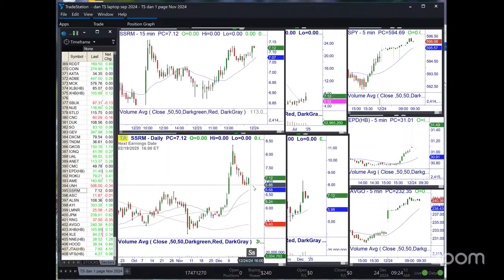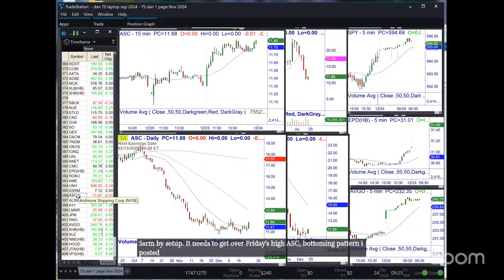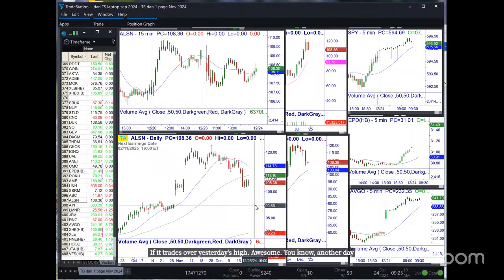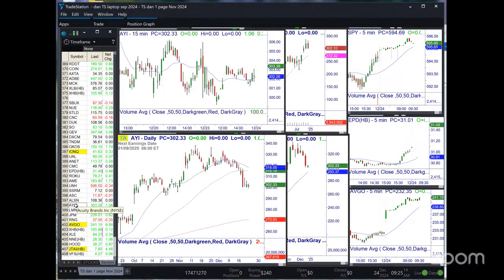SSRM buy setup. It needs to get over Friday's high. ASC bottoming pattern. I posted as buying the $10 calls if it trades over yesterday's high. Also, another day trade type thing under Friday's low. AYI, same, but under yesterday's low.